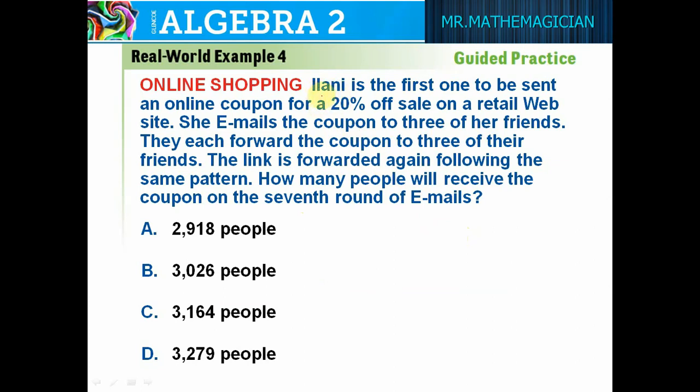Ilani is the first one to be sent an online coupon for 20% off sales on a retail website. She emails the coupon to 3 of her friends. They each forward the coupon to 3 of their friends. The link is forwarded again following the same pattern. How many people will receive the coupon on the 7th round of email? How many people?